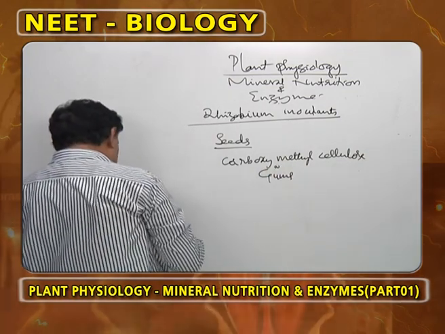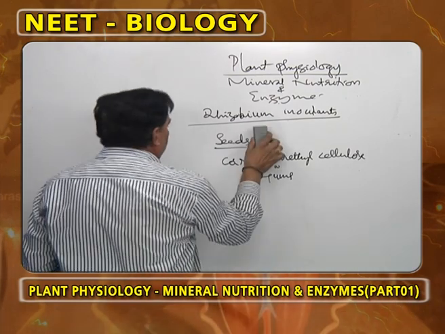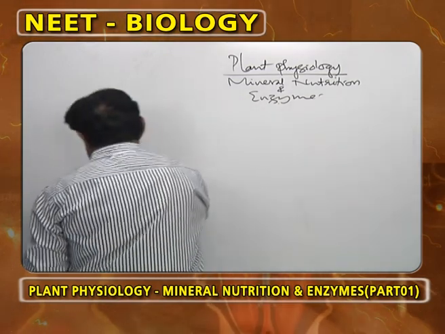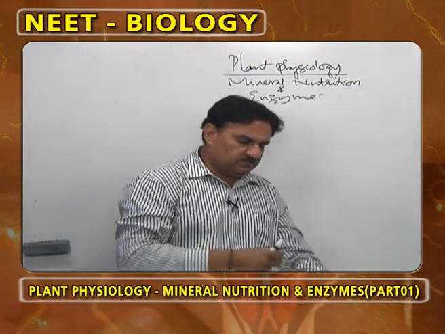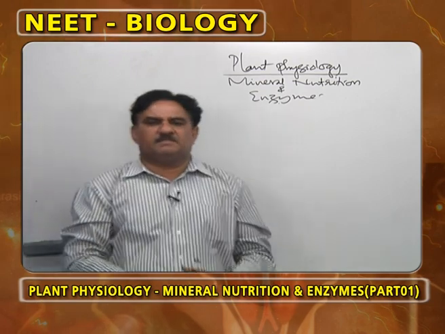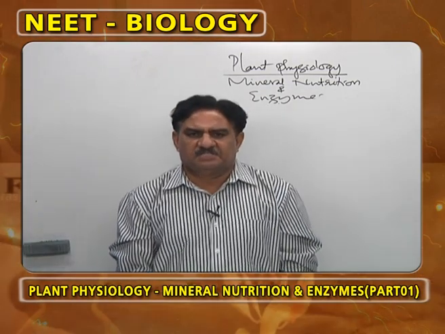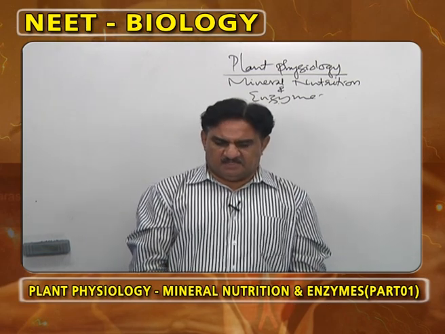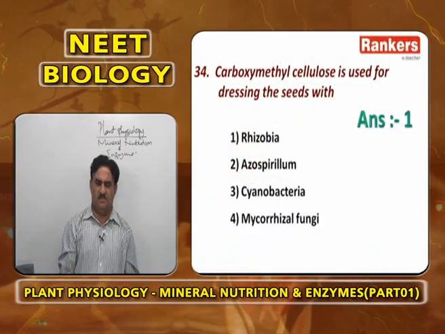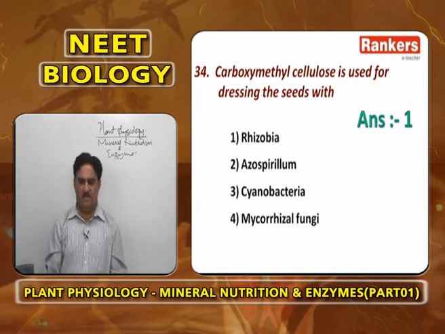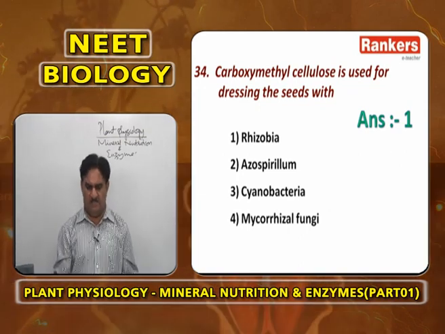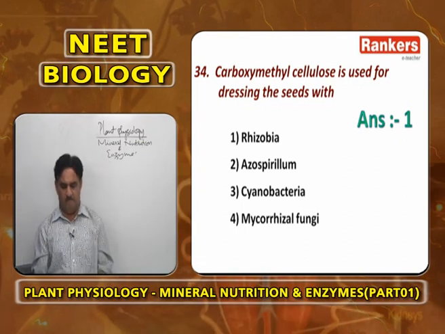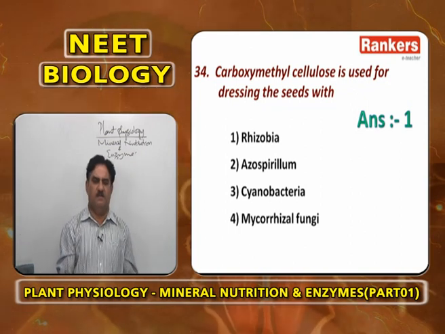When the seeds are coated with rhizobium inoculants on their surface with the help of carboxymethyl cellulose and sown in the soil, the seeds germinate and produce new plants which contain an uncountable number of root nodules. So, because of that reason, it is widely practiced in almost all developing or developed countries. Carboxymethyl cellulose is used for dressing seeds with rhizobium inoculants, not azospirillum or cyanobacteria or mycorrhizal fungi.